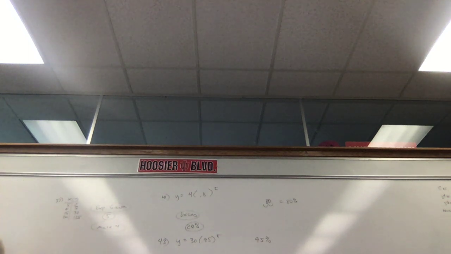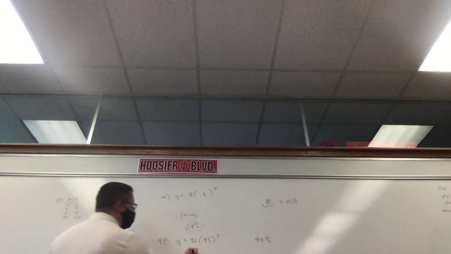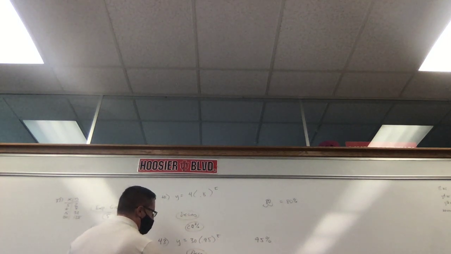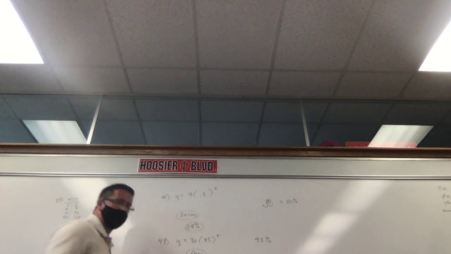It's decay, by 5%. Because it's less than 100%. It's under 100. It's decay, and it went down by what percent? 5. As long as you remember, you always start with 100%. These are easy.